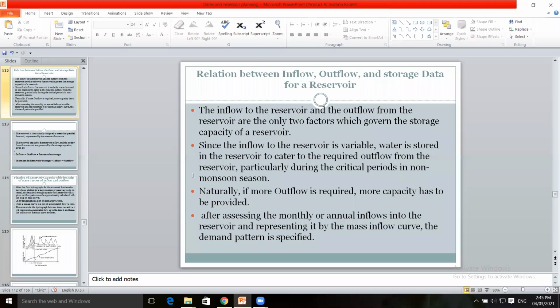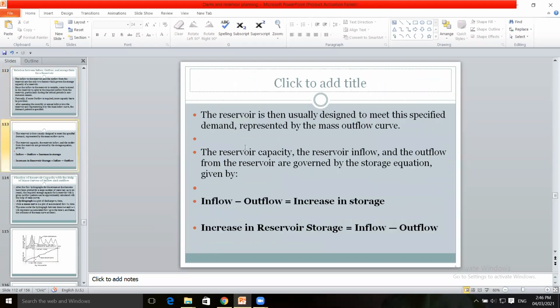This is the relation between inflow and outflow and storage data for the reservoir. From this inflow and outflow, the storage capacity of the reservoir is computed. So, कसं करायचं inflow and outflow? From the mass inflow curve and mass outflow curve, the reservoir capacity, reservoir inflow and outflow are determined with this equation, the storage equation.